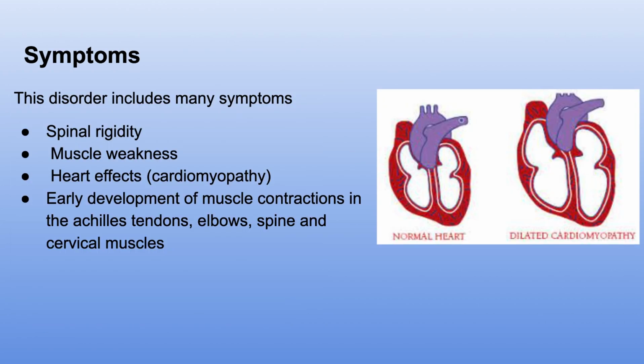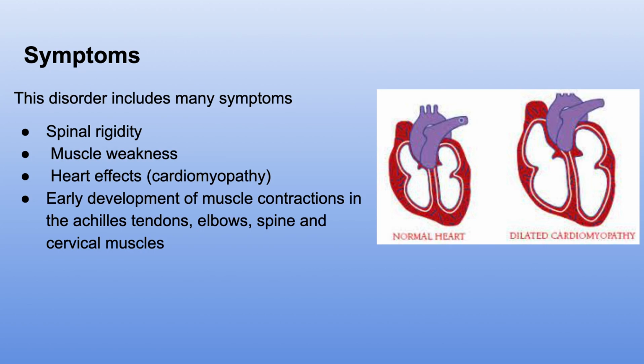For symptoms, this disorder includes many symptoms. The first is spinal rigidity, and this is a painful thing that patients with muscular dystrophy have to go through. This makes their spinal cord, basically, not straight, it's crooked. They have reduced ability to move, and it also affects their neck because it's attached to their spinal cord.